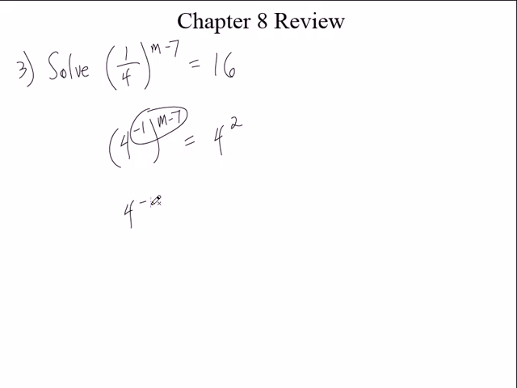And so again, that's negative m. What's that going to be? Plus 7. Good. And that's just 4 squared. Bases are the same, cross them out. So negative m plus 7 equals 2.